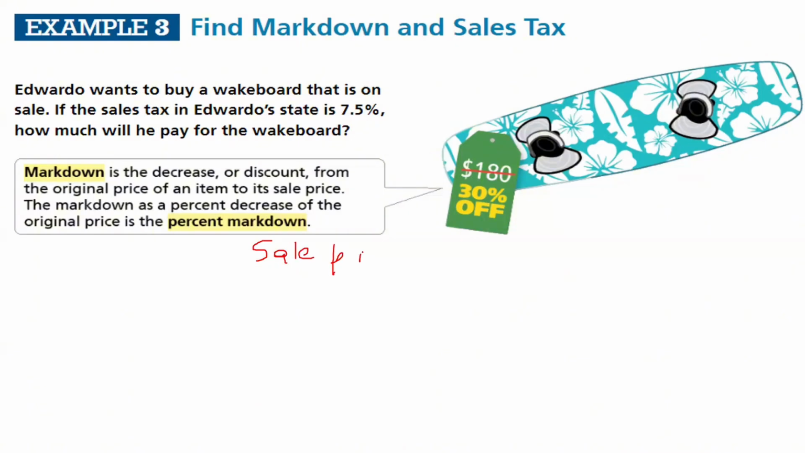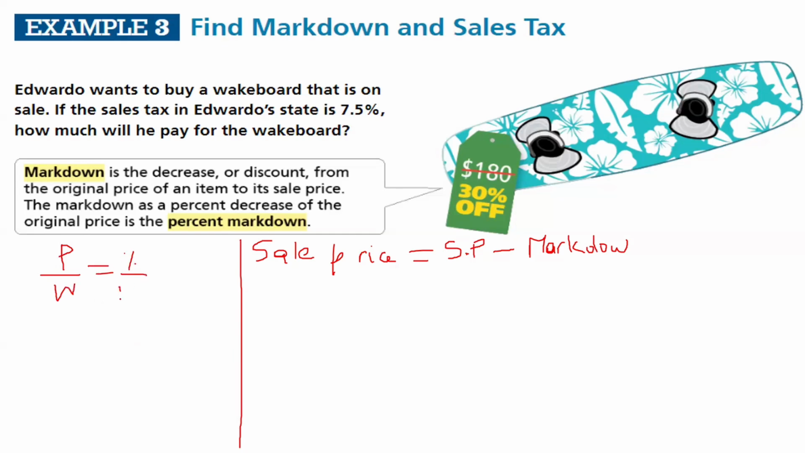So to find the sale price, it is the selling price or the original price, because remember now it was selling for 180. So it would be the selling price minus the markdown. When we subtract these two, we will get our sale price. However, to find the markdown, we need to use a proportion to solve this. So proportion says it is part over whole equals percent over 100.